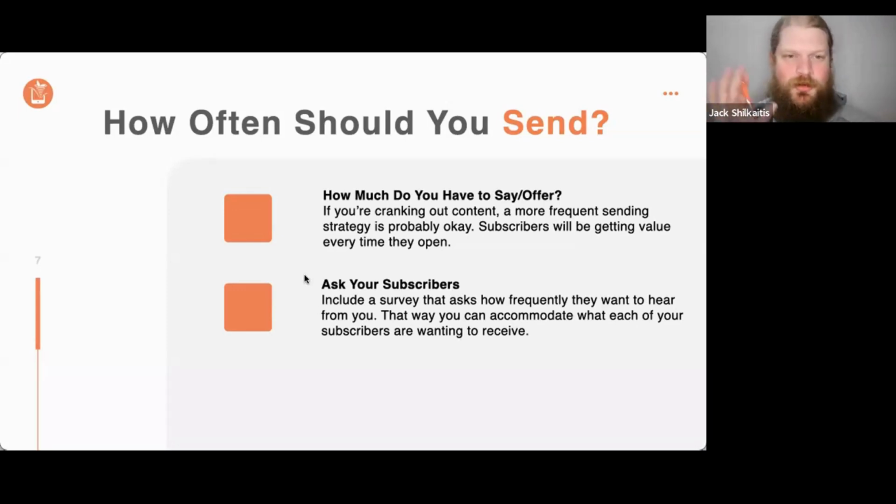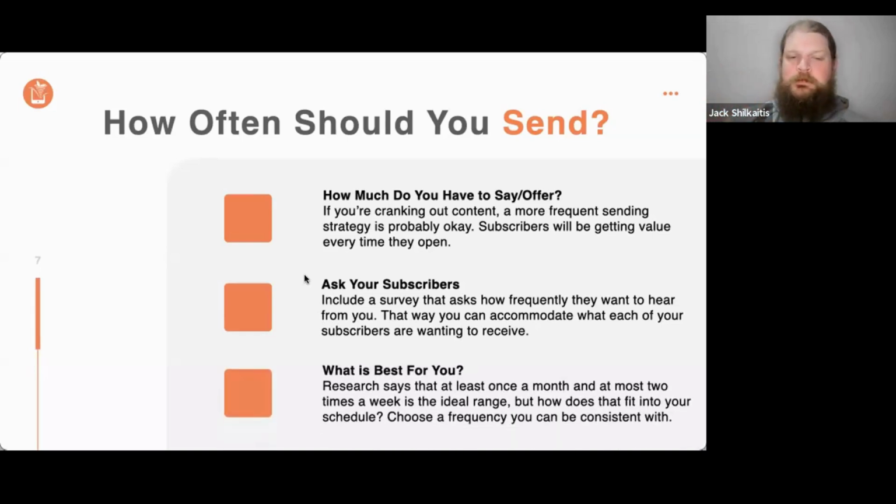Maybe you can just do once a month and you'll be fine. But also, when it comes down to it, it's what's best for you. So research says that at least once a month and at most 2 times a week is the ideal range. And that's a big range. We're talking about a difference between like 1 and 8, give or take, emails per month. That's actually a big gap, right?